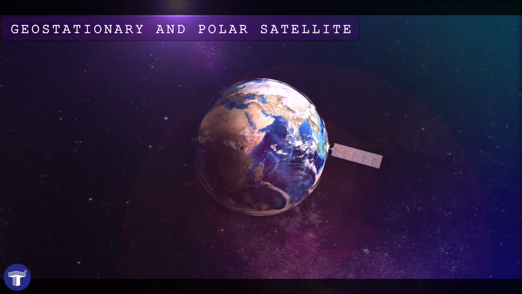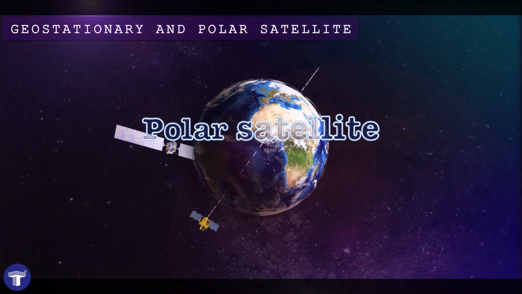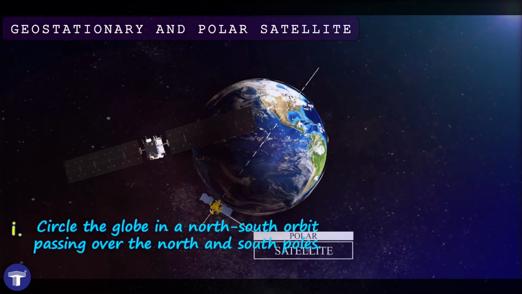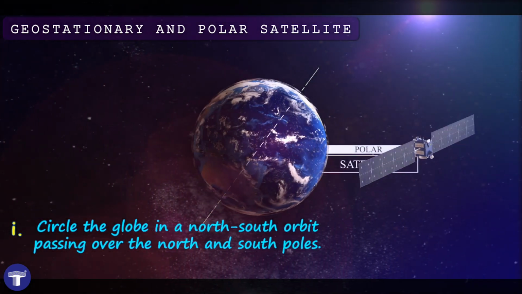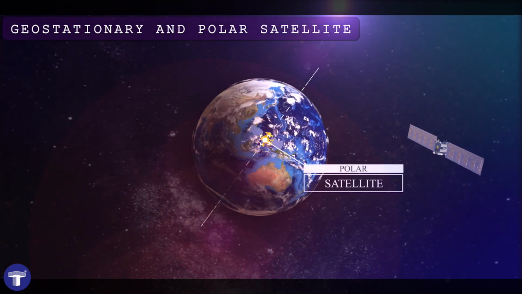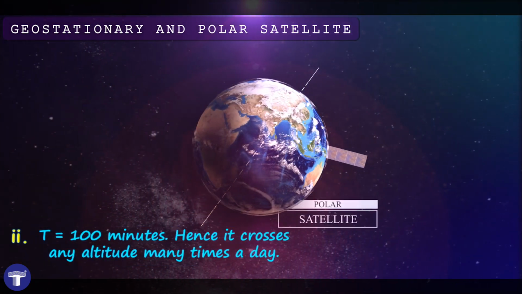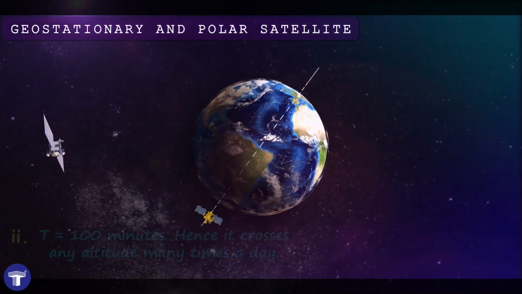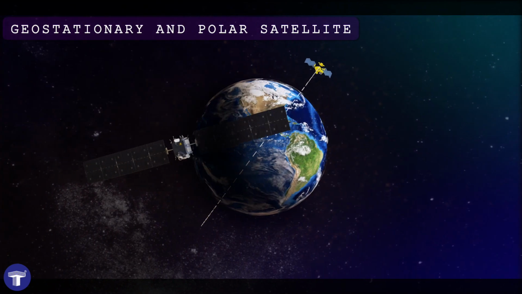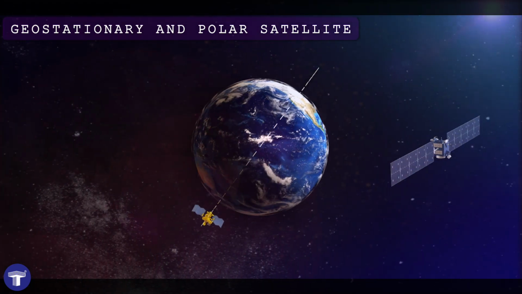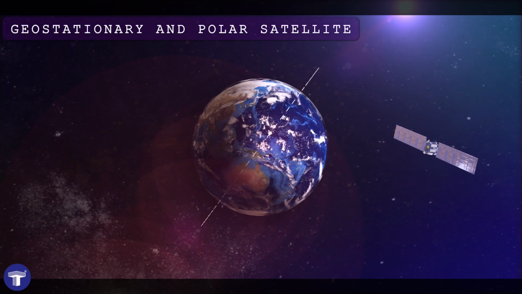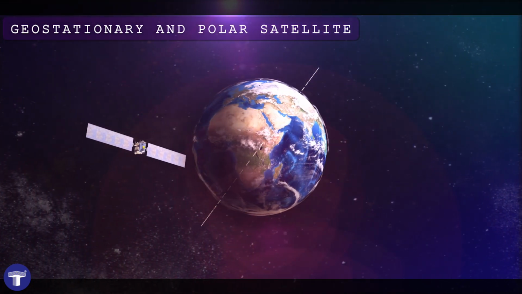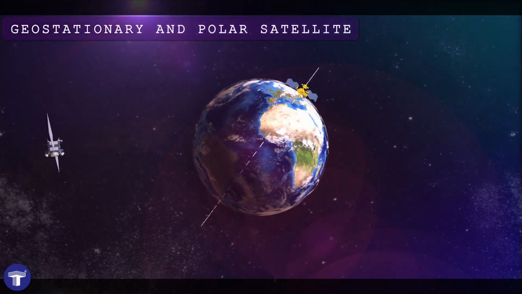Another type of satellite which is very useful to us is the polar satellite. Polar satellites are those which circle the globe in north-south orbits passing over the north and south poles. Now, the orbital period of a polar satellite is 100 minutes, which means it passes around the Earth many times a day. However, because the Earth is rotating below the polar satellite, it is actually able to image different points on the Earth. And because of this, polar satellites are used for imaging the different points of the Earth, and they can produce complete images of the Earth's surface.